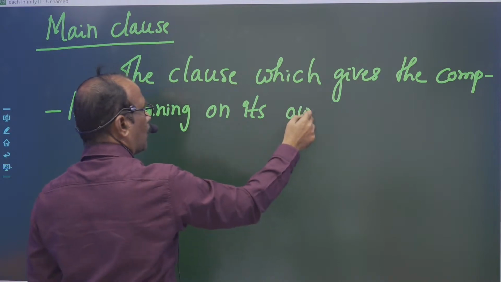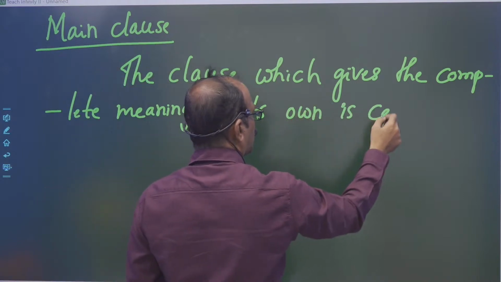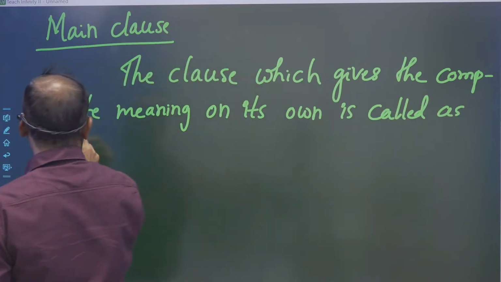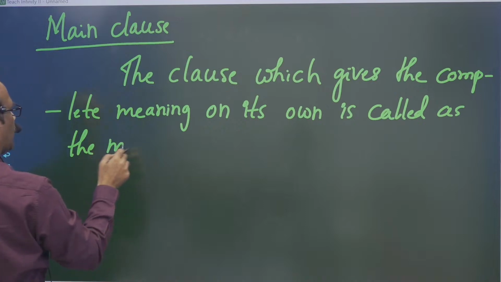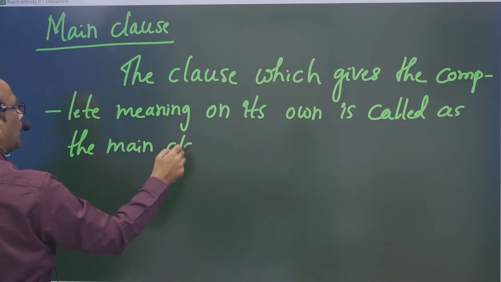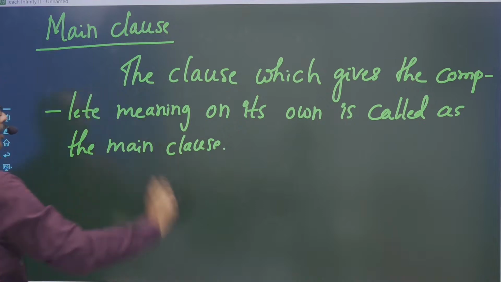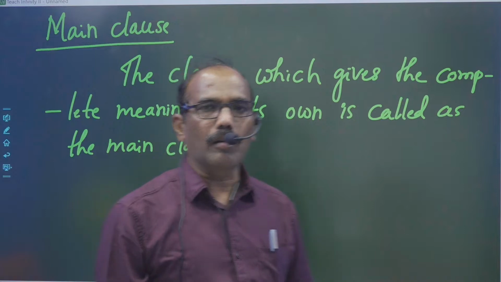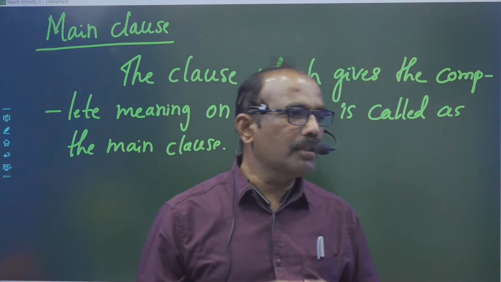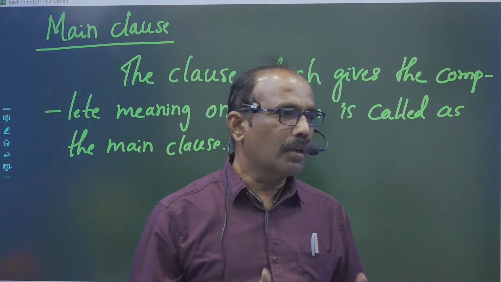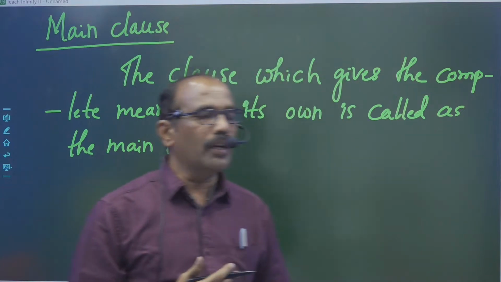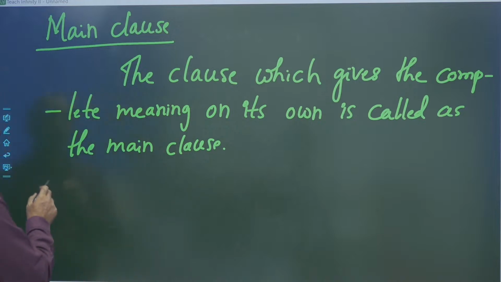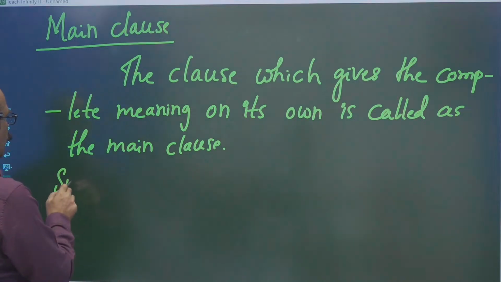On its own is called the main clause. The part of a sentence that can give its own meaning on its own strength is called the main clause. But a dependent clause means it is not able to give the complete meaning on its own. It means it depends on some other clause. That is called a subordinate clause.